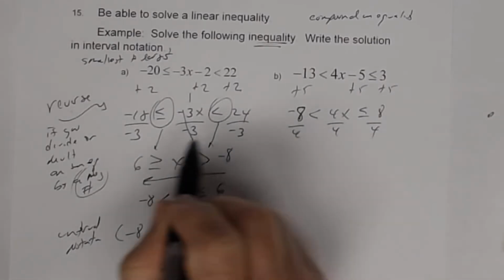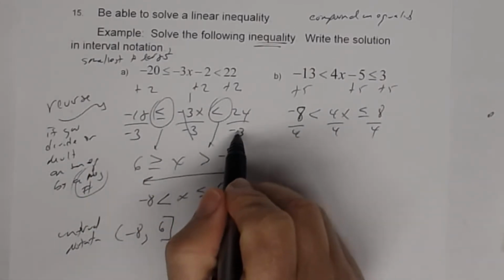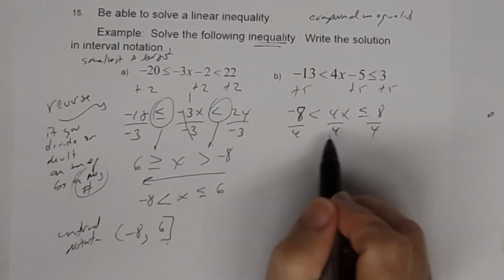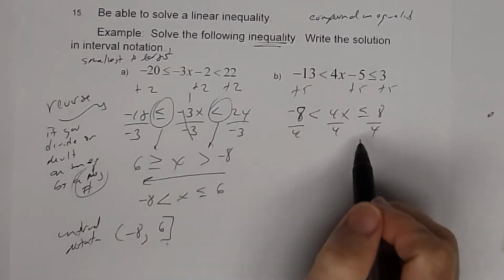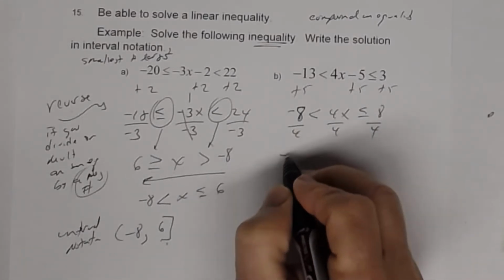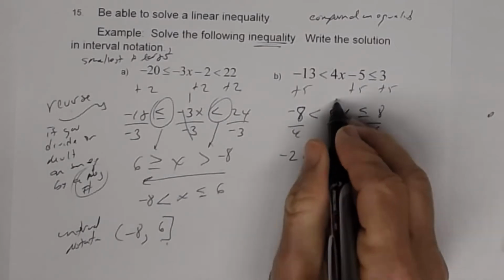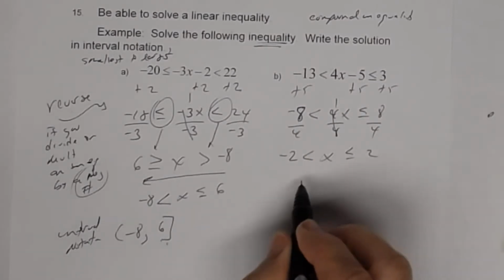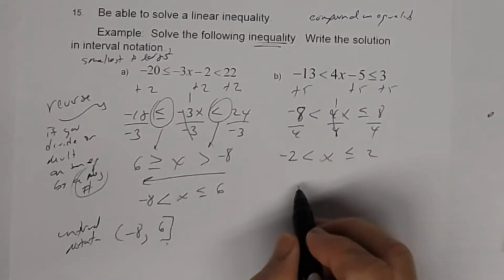Now remember, you don't reverse. The only time you reverse is when you divide all parts or multiply all parts by a negative number. This is a positive number right here. I divided all parts by +4. Negative 8 divided by 4 is negative 2, is less than x, is less than or equal to 8 divided by 4, which is 2. And notice you go from smallest to largest, so you're in good shape.